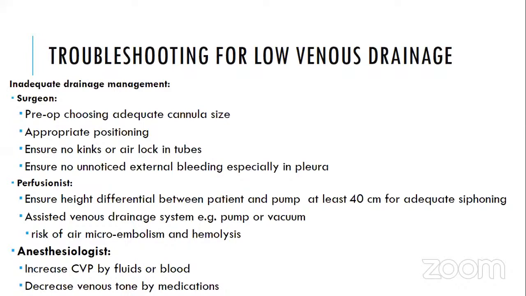Troubleshooting for low venous drainage. Inadequate drainage management from the surgeon side: pre-op choosing of adequate cannula size, appropriate position of the cannulation, ensure there is no kink or airlock in the tubes, ensure there is no unnoticed external bleeding, especially in the pleura. Perfusionist: ensure height differential between the patient and the pump, at least 4 centimeters for adequate siphoning. You can use an assisted venous drainage system like a pump or vacuum, which again increases the risk of microembolism and hemolysis. Anesthesiologist side: increasing the volume by fluids or blood, decreasing the venous tone by medication.